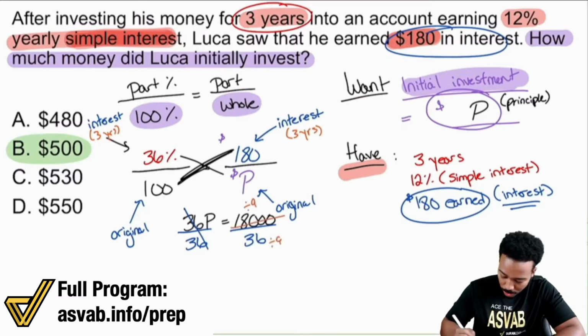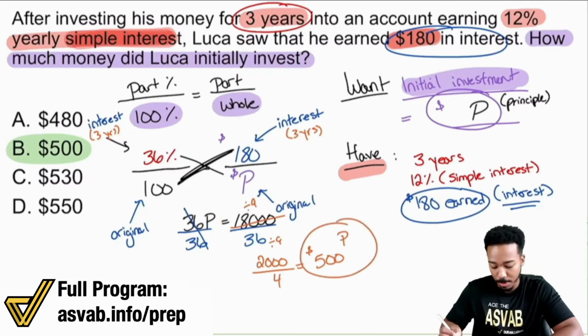So I'm going to cancel here. 18,000 divided by 9 will give me 2,000. Then 36 divided by 9 gives me 4. 2,000 divided by 4 gives me 500. And again, that's what P equals. That's the principal amount or the initial investment. And that's how we can get B500.